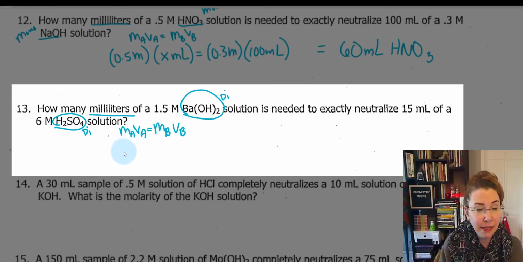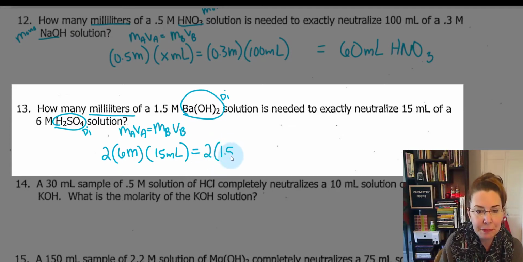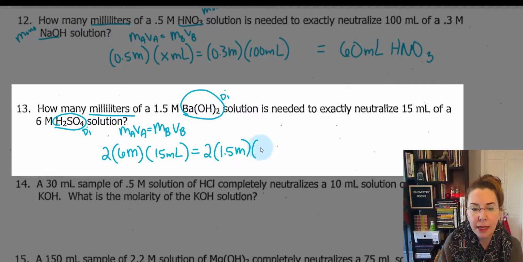And I am going to start off with my molarity of my acid, which is 6 molar. And I'm going to multiply that by 2 because it's diprotic. I'm going to multiply that then my volume, which is 15 milliliters. Okay. Then on my other side, I have a 1.5 molar barium hydroxide solution. It is also di. So I'm also going to multiply it by 2. And I am solving for my volume.